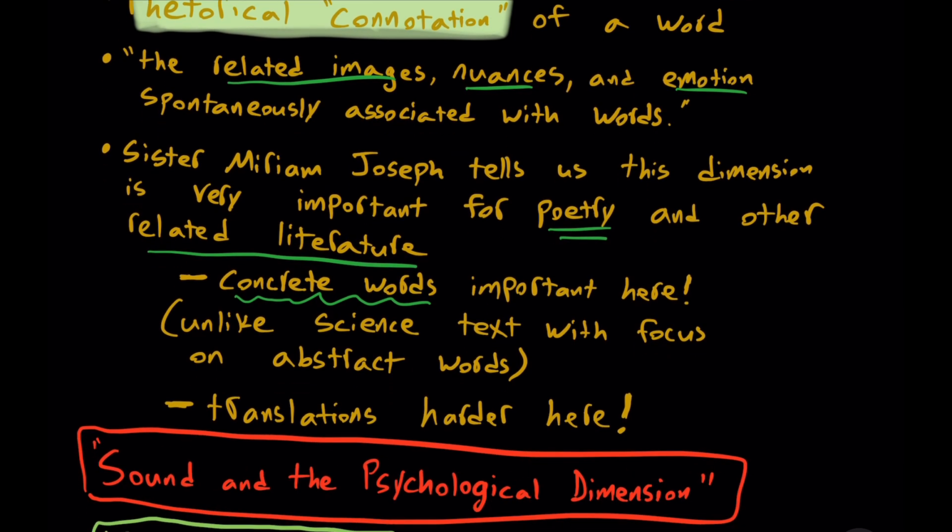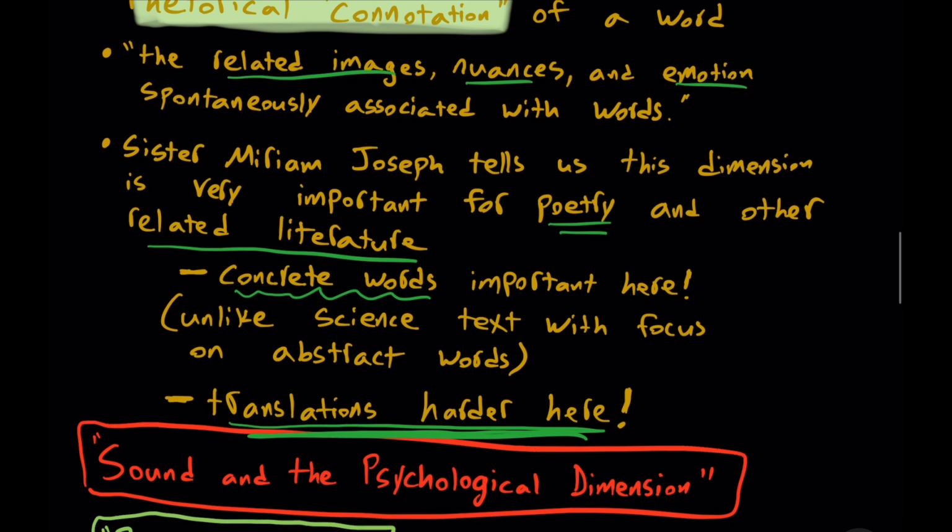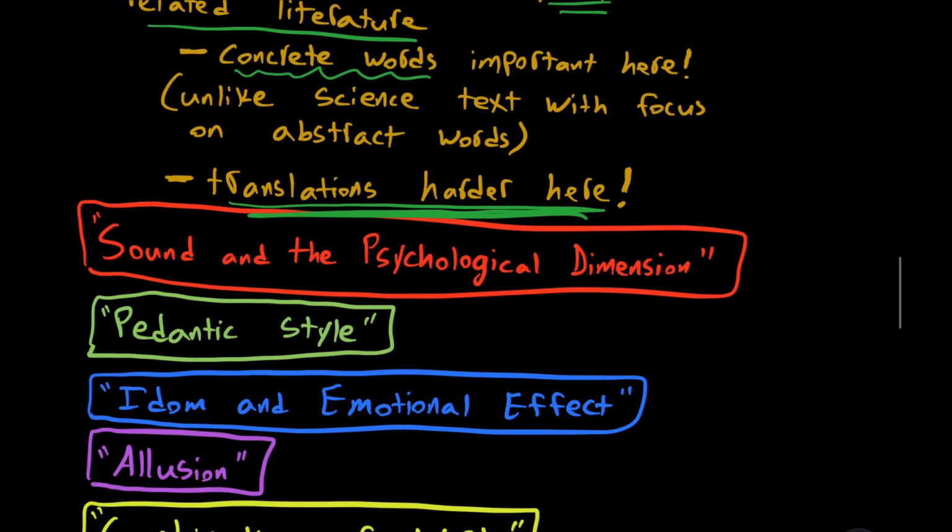And also this implies that when we're dealing with the psychological dimension of language, translation as a rule is harder. It's harder to translate poetry from one language to another because there's all this psychological nuance attached to these words. And Sister Miriam Joseph breaks this down even further in her book. So, for example, she talks about sound. The sound of a word, how we say it, easily can bring new emotional meaning. She talks about pedantic style. A pompous style in using words in a sentence is often psychologically displeasing. Although occasionally it can be funny, but in general it's just displeasing.